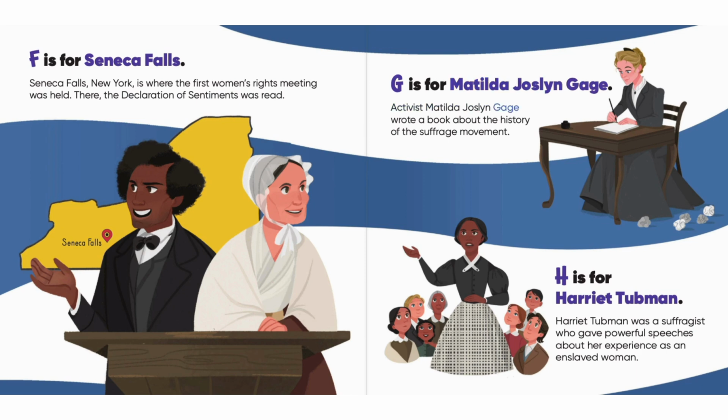G is for Matilda Joslyn Gage. Activist Matilda Joslyn Gage wrote a book about the history of the suffrage movement.